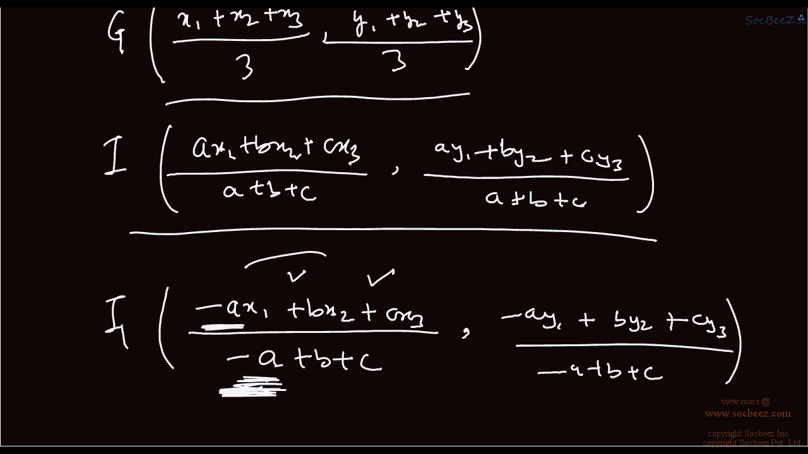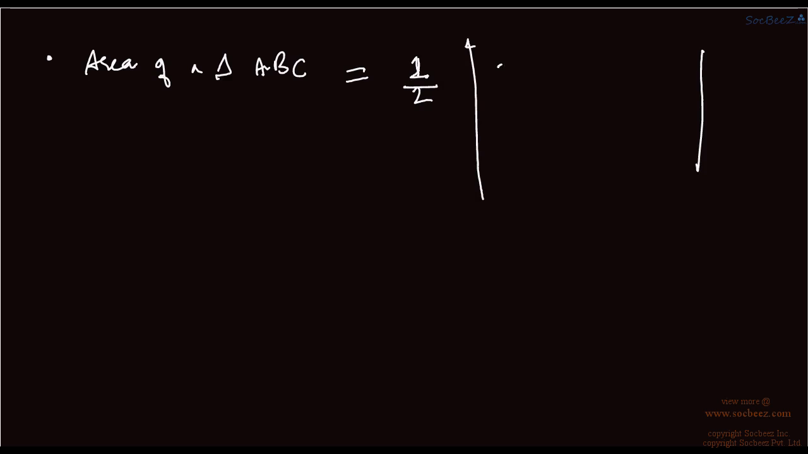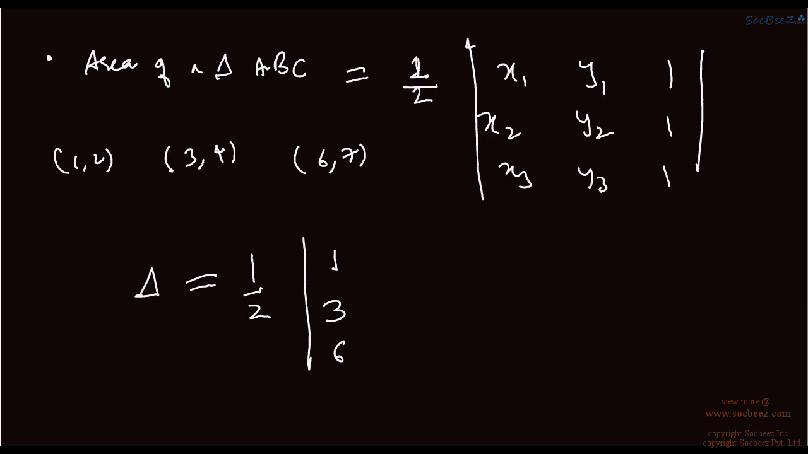Now the next formula is about the area of a triangle ABC. The area of a triangle ABC can be given by 1 by 2 times the determinant of (x1 y1 1, x2 y2 1, x3 y3 1). So let's say you have (1, 2), (3, 4) and (6, 7). So the area will be half of the determinant of, first write x1, x2, x3: 1, 3, 6, then write y1, y2, y3: 2, 4, 7, then write 1, 1, 1.